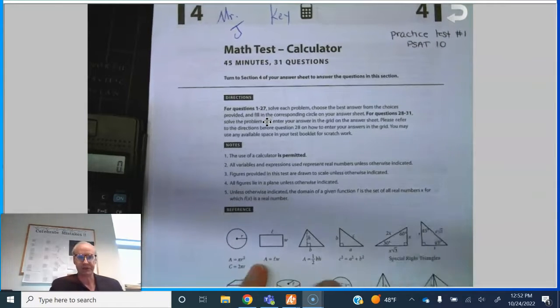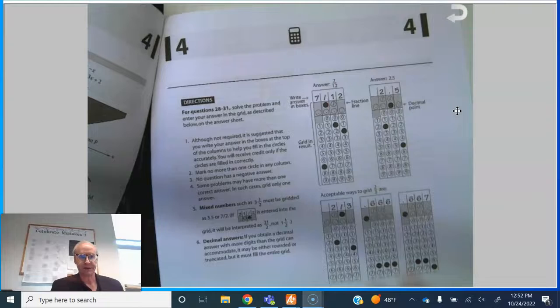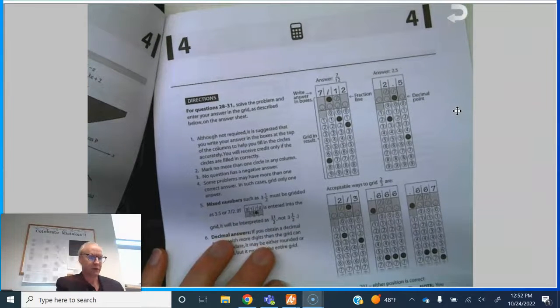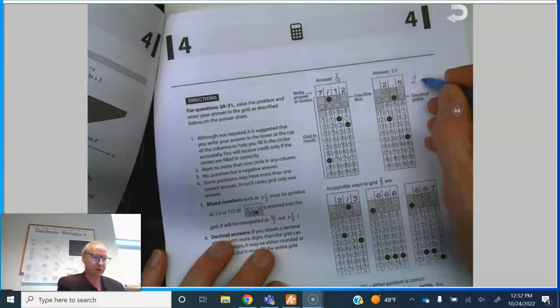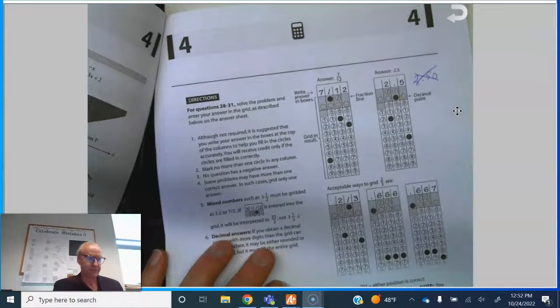First thing I should do is go to the grid-in section, which is 28 through 31. So we're going to start with these. They spent an entire page showing you what not to do. The main thing is no extra zeros. For example, you don't want to put 2.50. You just want to put 2.5.